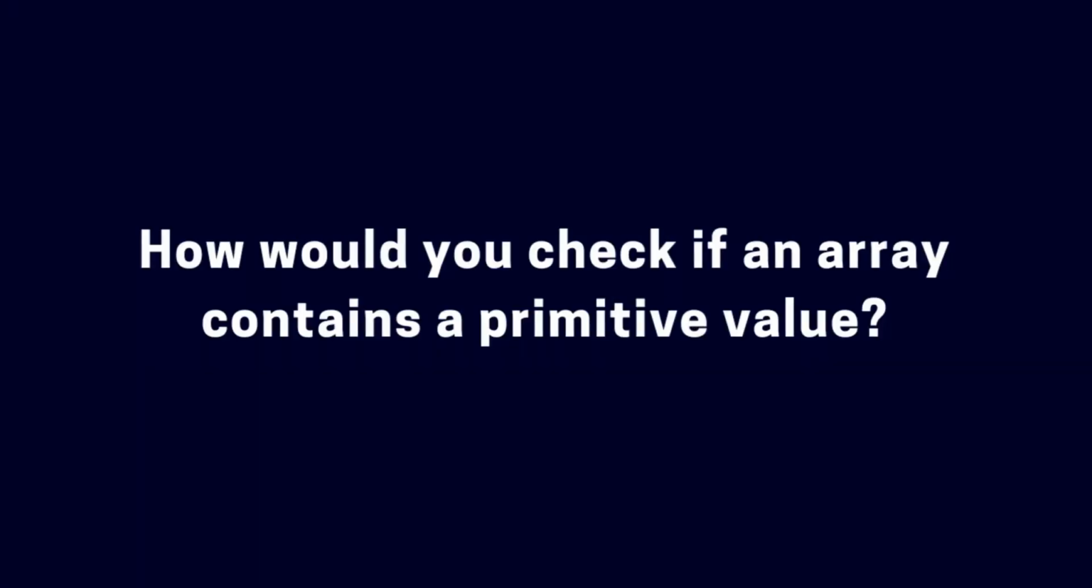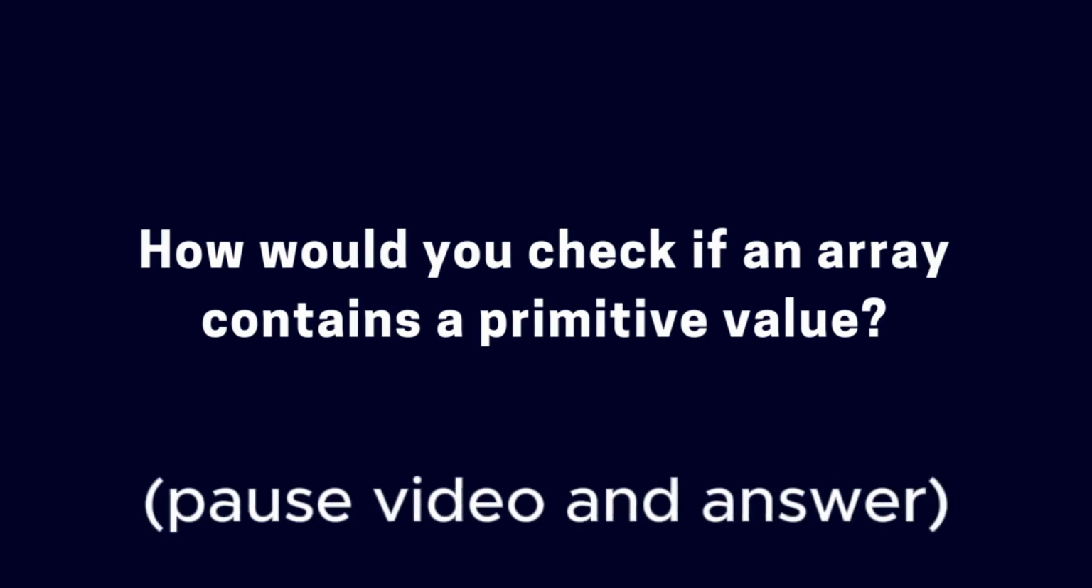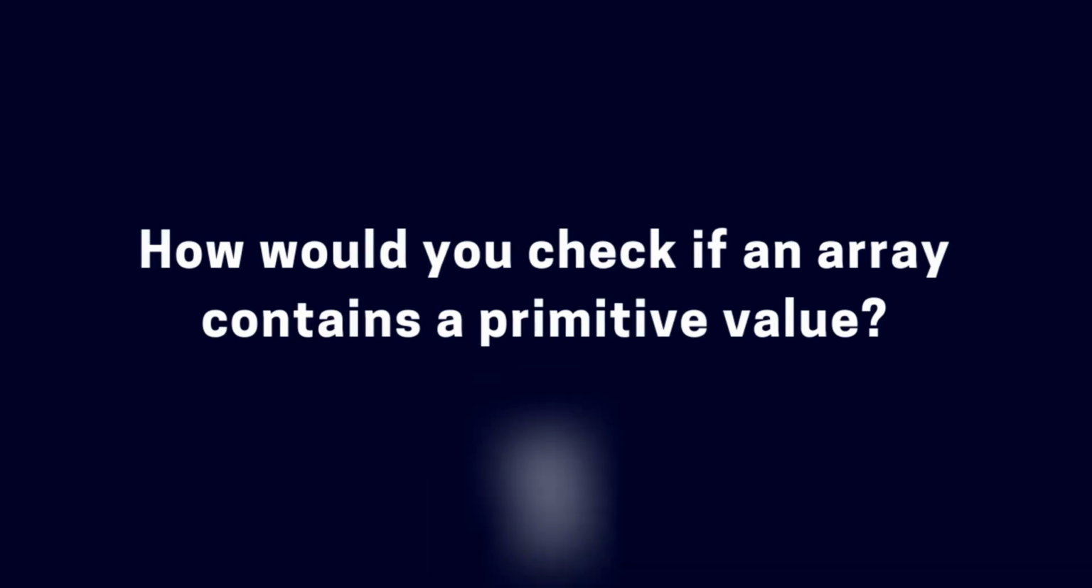How would you check if an array contains a primitive value? There are three main methods you can use. You can use .indexOf, .lastIndexOf, or .includes.